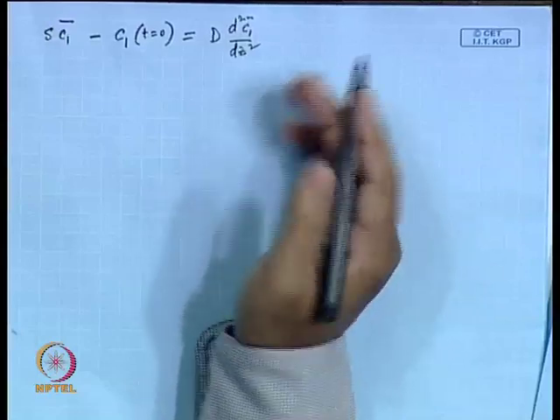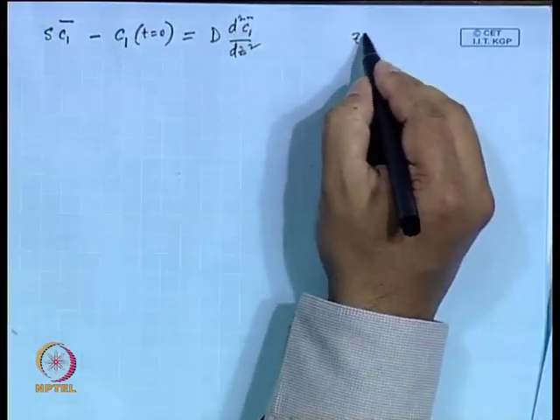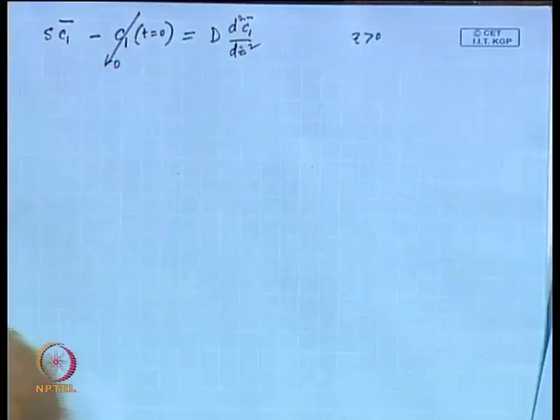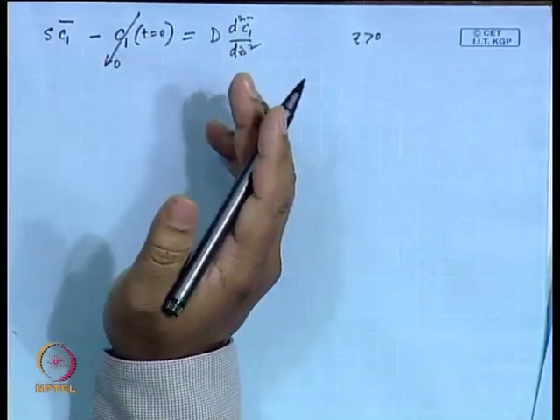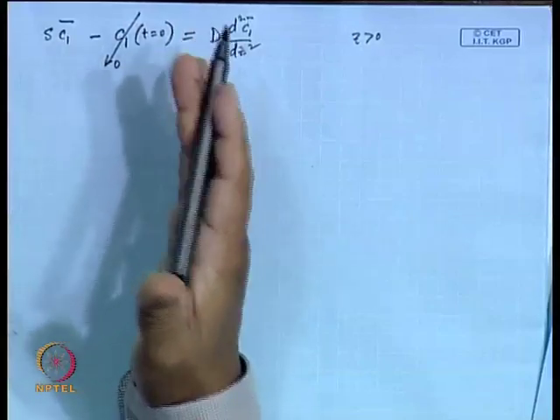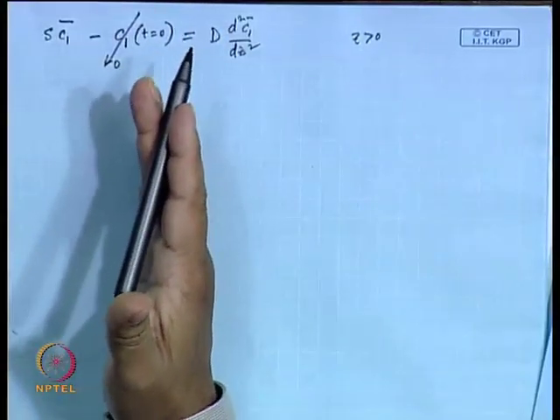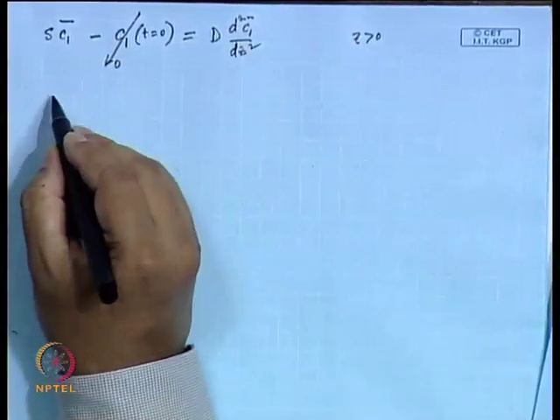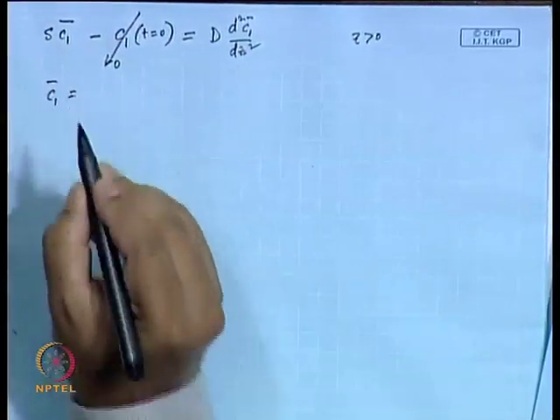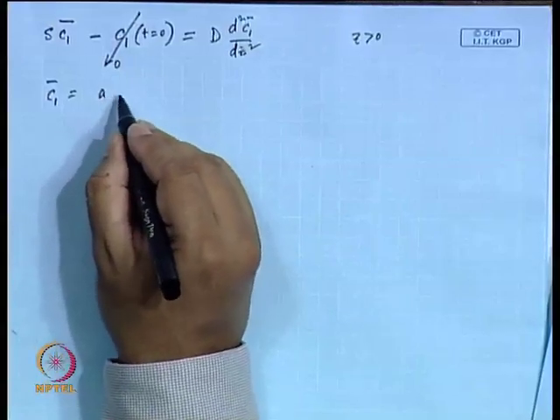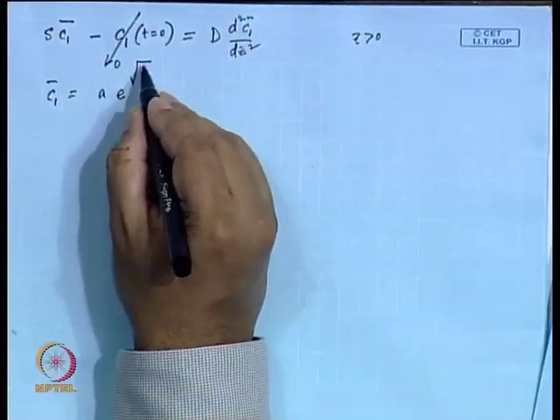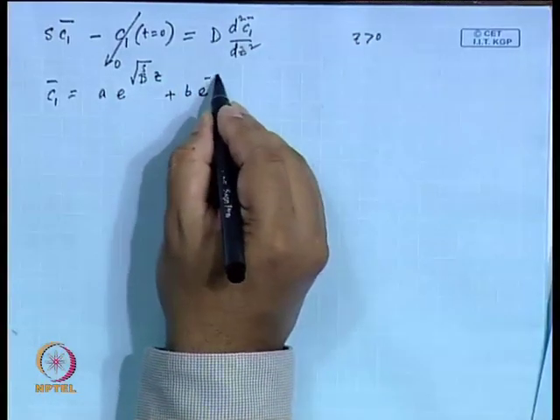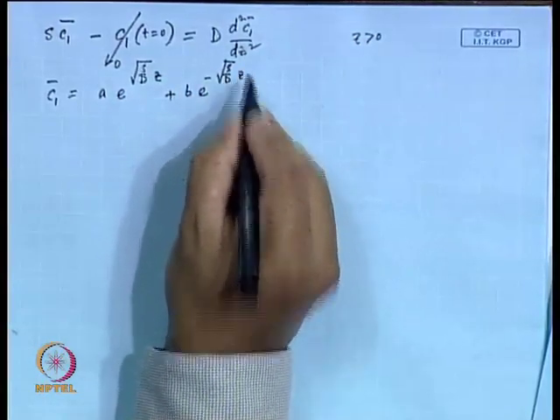Now, since we are interested in z greater than 0, this term at t equal to 0 you can consider to be 0. And we do not care about the center, we care about z greater than 0, any value. Then if you solve this, what you get is C1 bar equal to some constant a times e to the power square root of s by D into z, plus some constant b times e to the power minus square root of s by D into z.